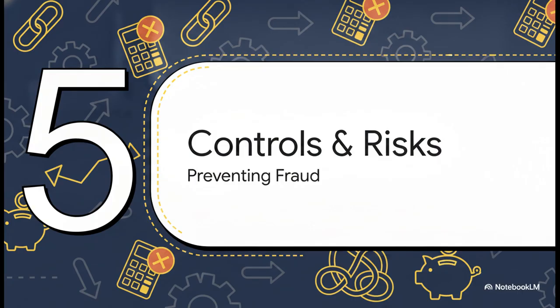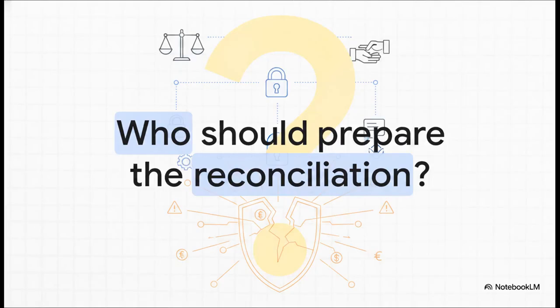Finally, Section 5, Key Controls and Risks. Pay attention, because getting the math right doesn't mean much if the underlying controls are broken. I want you to really think about this question. Who should prepare the reconciliation? This might just be the single most critical question in Treasury management, because getting it wrong, that opens the company up to massive catastrophic fraud.